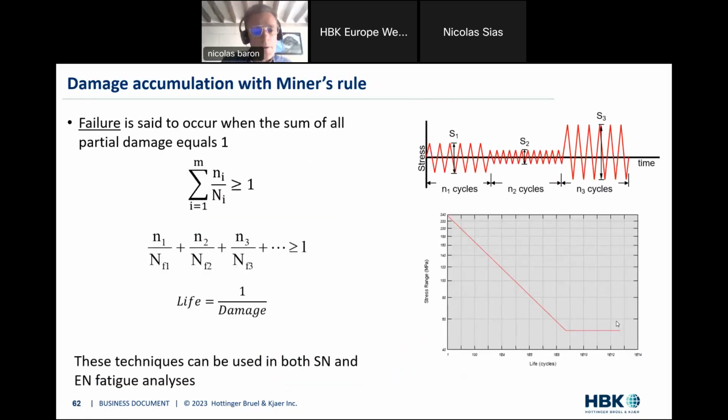Okay. So this is just an illustration with a practical case here. And again, what Miner says is that when this number calculated during the summation of the various blocks here reaches the value of 1 or above, we say we have failure due to fatigue. And the life, what is the value of life?